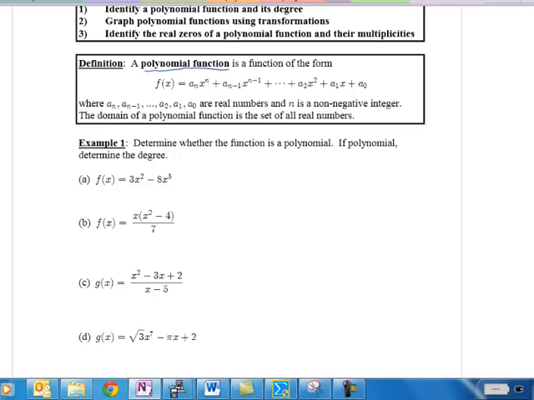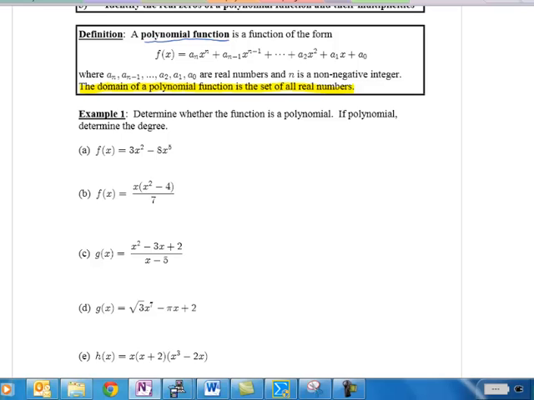The domain of a polynomial function is always all real numbers. There's never a reason to have any restriction because we don't have any variables in the denominator and we don't have any square roots. So we can take any real number and raise it to a power and multiply it by a constant. It doesn't matter what x is, we can find the output. So that's important. Any polynomial function has all real numbers for its domain. So the first example here is just asking us to look at these functions and decide, are they polynomials or not?